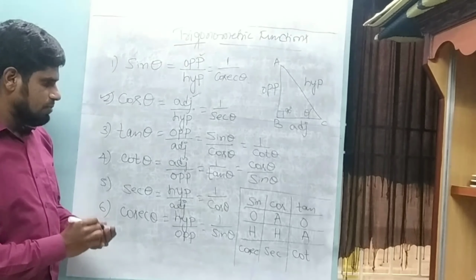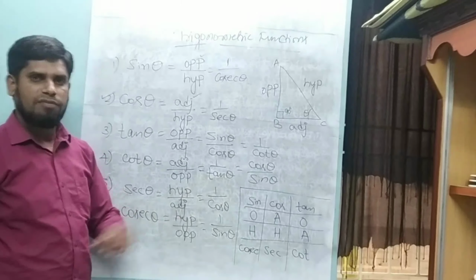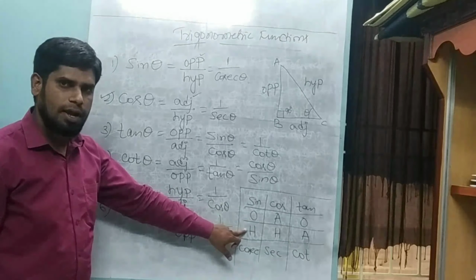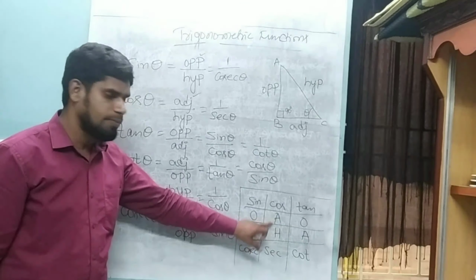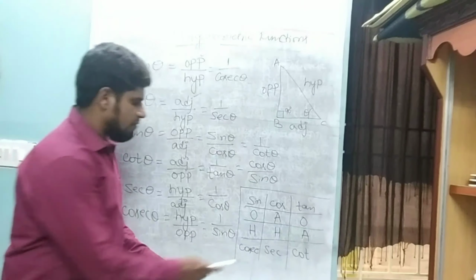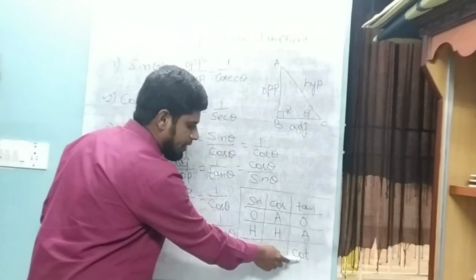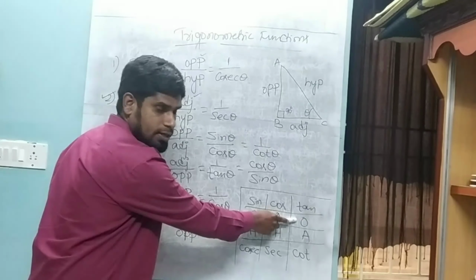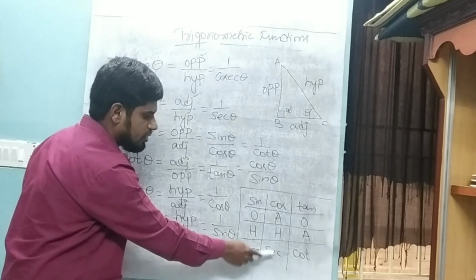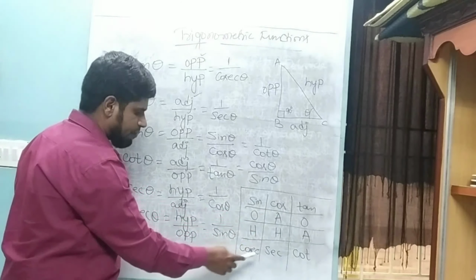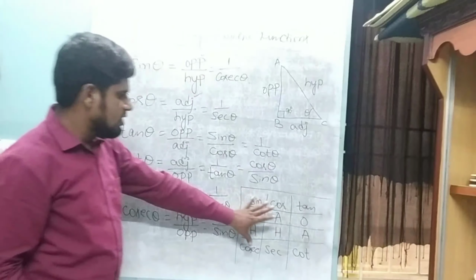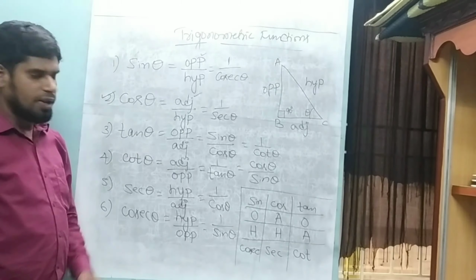So student, this is the easiest way to memorize the definitions of trigonometric functions. See sin, if I read from above, O by H, opposite side by hypotenuse. Cos theta, it is adjacent side by hypotenuse. Tan theta, opposite side by adjacent side. Then if I read from the bottom, that is cot theta, it is adjacent side by opposite side. Same way, secant theta, the definition of secant theta is hypotenuse side by adjacent side, and cosecant theta, hypotenuse side by opposite side. So student, this is the easiest way to memorize the definitions of trigonometric functions.